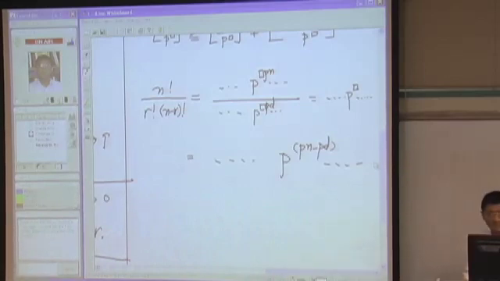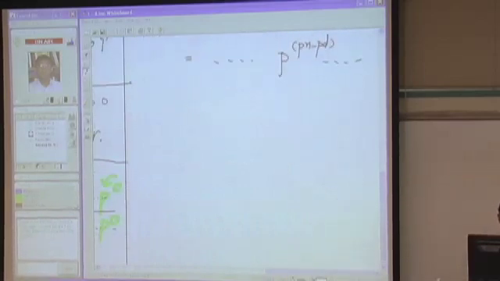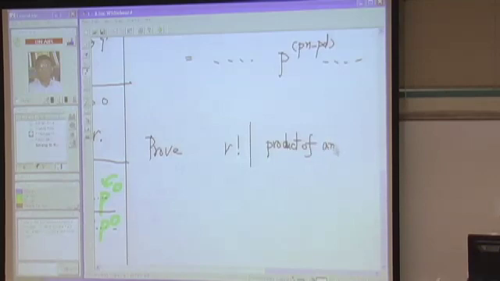The next thing is this. Prove that r factorial divides the product of any r consecutive positive integers.